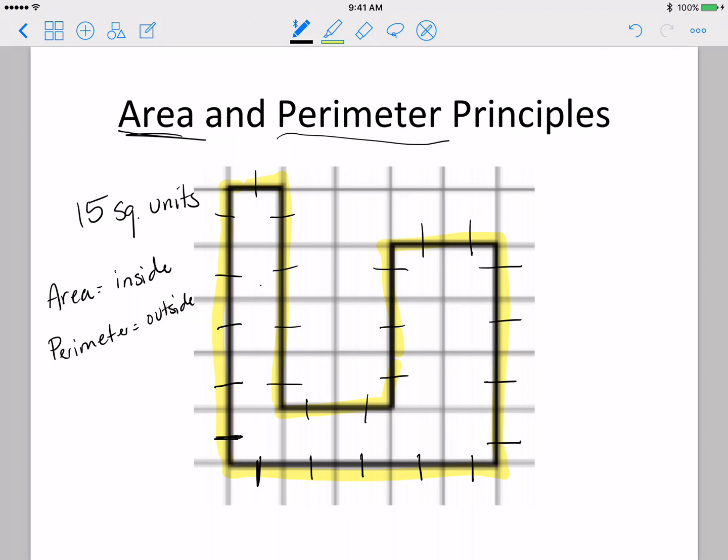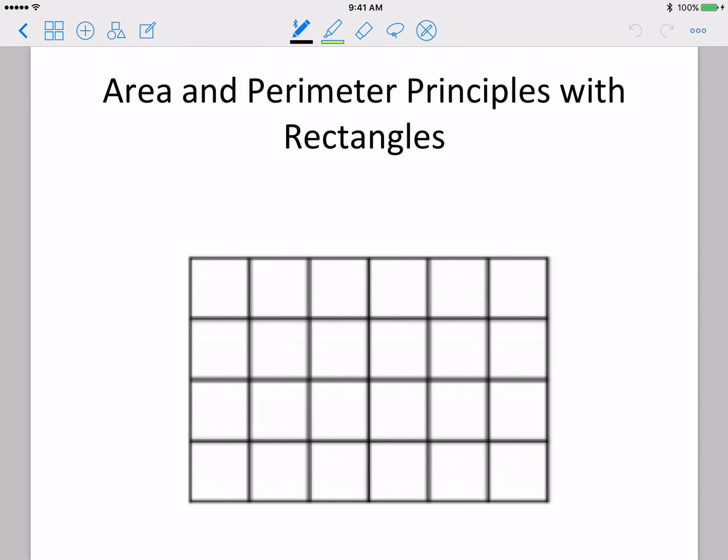So we know the perimeter of this figure would be 26 units. It's not square units this time because we're not measuring the distance around with squares. The area we're measuring with squares, but the distance around the outside of the object we are not. So this is just a basic introduction of area and perimeter, and we're going to do some more examples as we go along. So thinking about rectangles, this is what we see the majority of the time.